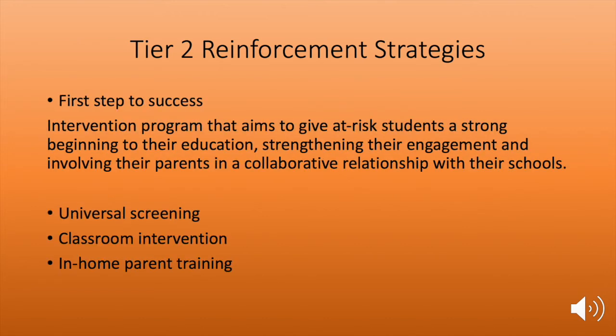A second Tier 2 reinforcement strategy, also published by Nicholas Gage in the University of Florida article, utilizes a strategy called First Step to Success. This is an intervention program that aims to give at-risk students a strong beginning to their education, strengthening their engagement and involving their parents in a collaborative relationship with their schools. This involves universal screening, classroom intervention, and in-home parent training.